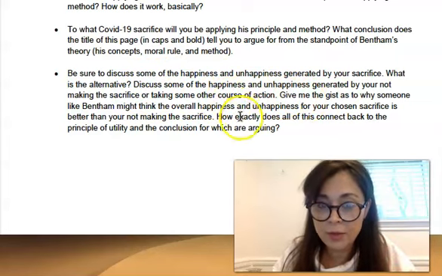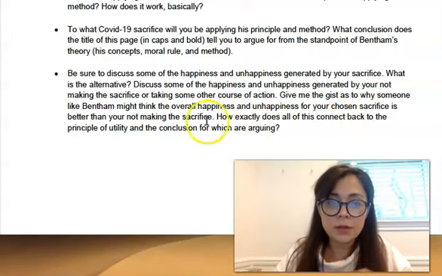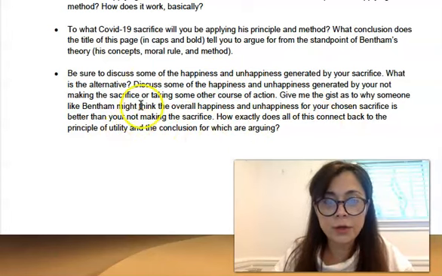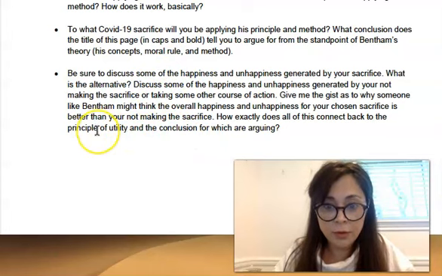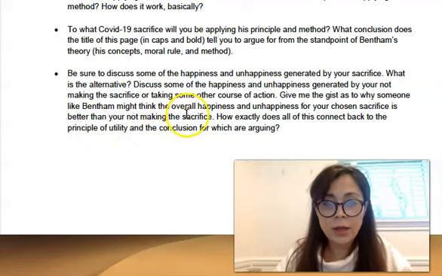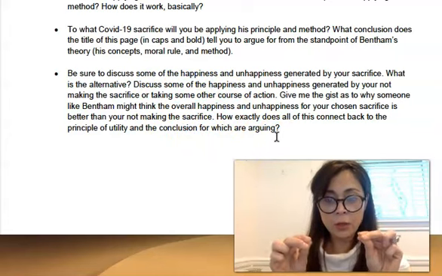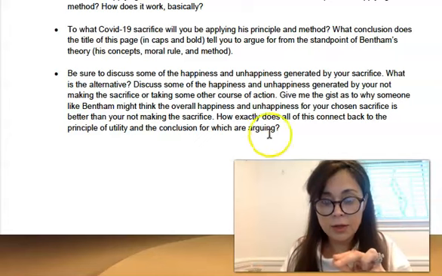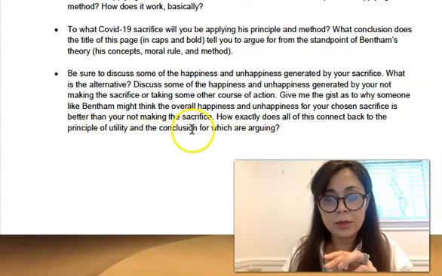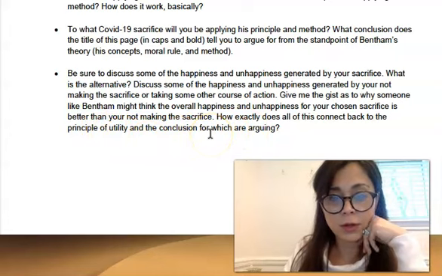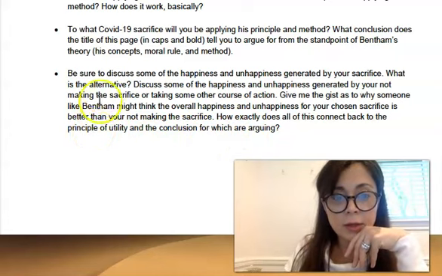So don't skip any of this stuff. How exactly does all of this connect back to the principle of utility? So you've done all this, and I lectured on this. Well, what does the principle of utility say? Does this show that you have met the requirements of applying the key concepts in the principle of utility? And then why are you doing this? I have this question here too, so that you can close the loop, a little bow tie. What did I tell you to argue for, right? So you want to say something about these two coming together, this and this, right?